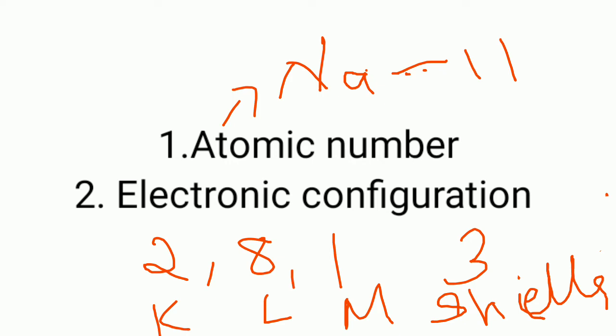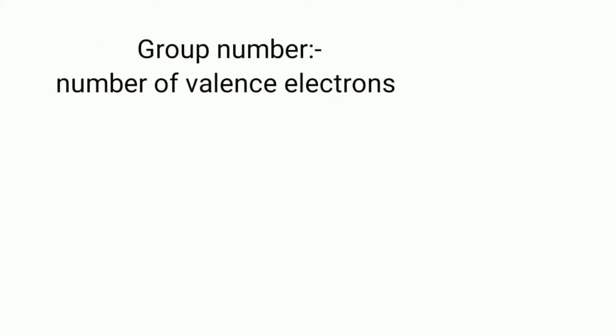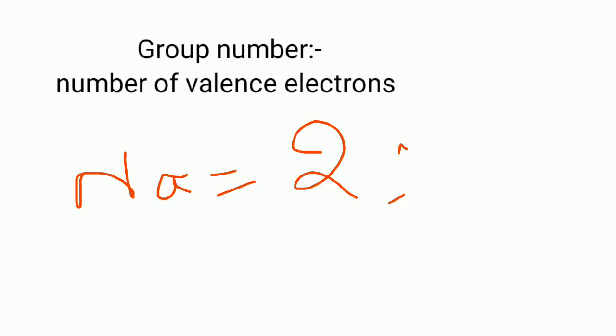Now how to find out the group number? The group number is identified by the number of valence electrons. How many valence electrons are there in sodium?